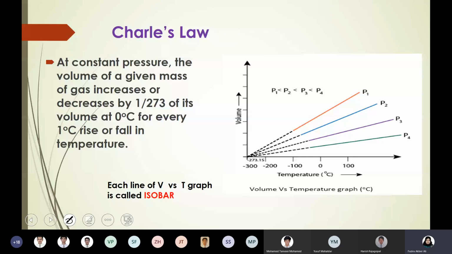For Charles' law, we can also say that at constant pressure, the volume of a given mass of a gas increases or decreases by 1 by 273 of its volume at 0 degrees Celsius for every 1 degree Celsius rise or fall in temperature. That means Charles' law is related to degrees Celsius in this way. If you're not using absolute temperature, and you want to use temperature in degrees Celsius, then the definition will come like this. That is why 1 divided by 273.